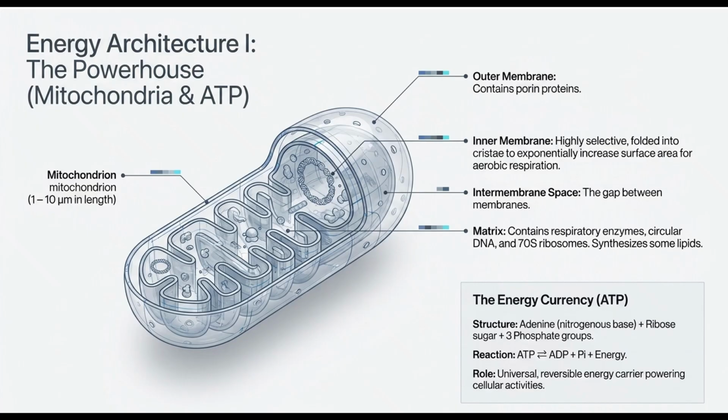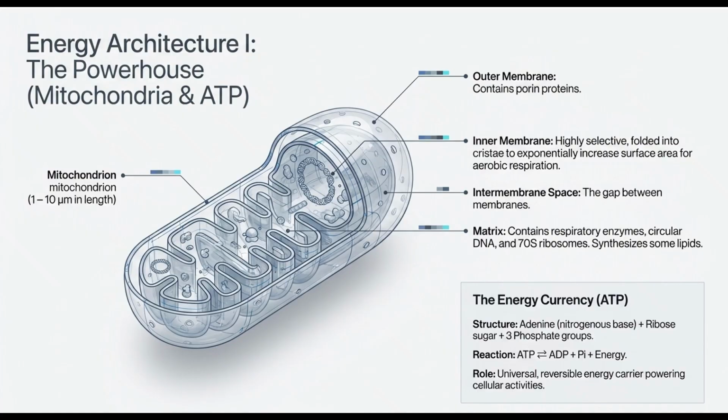Then we have the mitochondria and ATP generation, right? So mitochondria is called the powerhouse of the cell. Let's see why. Mitochondria are often referred to as the powerhouse of the cell because they produce most of the cell's ATP through aerobic respiration. So we have two types of respiration, right? Aerobic and anaerobic respiration. In aerobic respiration, the ATP is produced through the mitochondria.